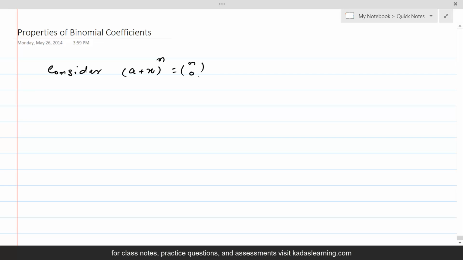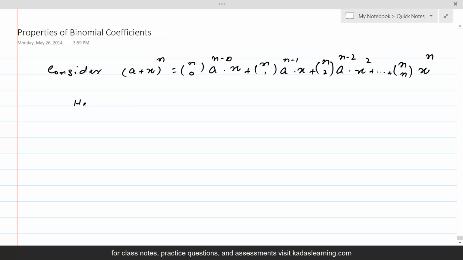nC0 a^(n-0) + nC1 a^(n-1) x + nC2 a^(n-2) x^2 + and so on, plus nCn times x^n.